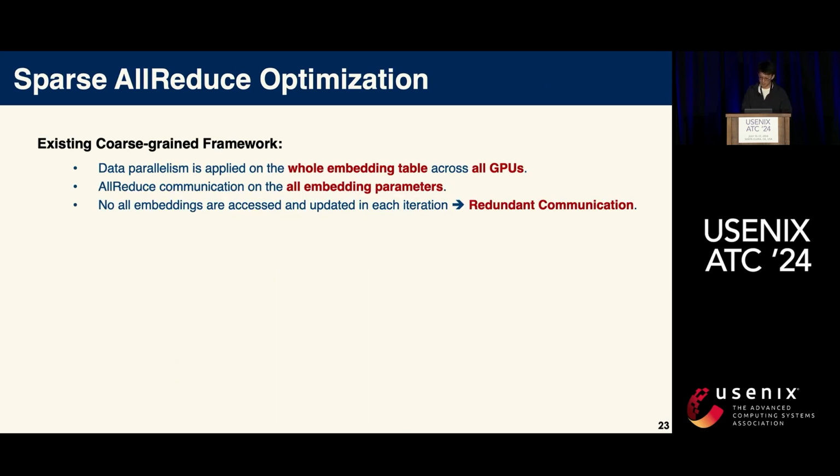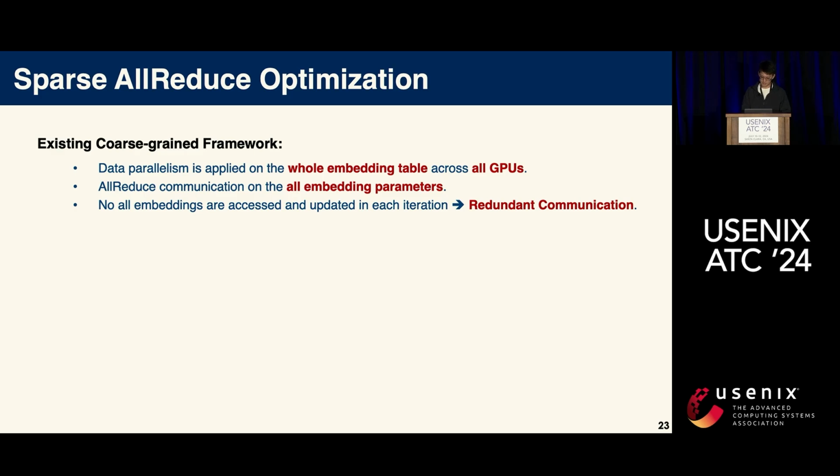And lastly, let me introduce our sparse all-reduce optimization for the fine-grained embedding table data parallelism. In the existing coarse-grained framework, the data parallelism is applied on the whole embedding table across all GPUs, and there will be an all-reduce communication on all embedding parameters. But due to the sparse and input-dependent nature of embedding tables, not all embeddings are accessed and updated in each iteration. So this will lead to redundant communication.